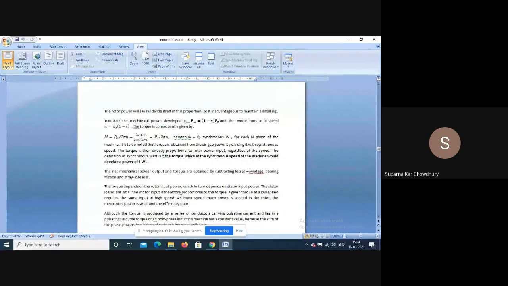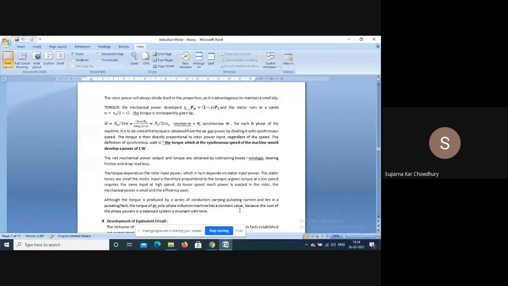The net mechanical power output of the machine is obtained by subtracting losses. However, besides this, it is a rotating machine, so there will be some mechanical losses. That is the windage loss, bearing friction loss, and stray load loss. Stray load losses are due to the eddy current induced in the other associated iron parts.